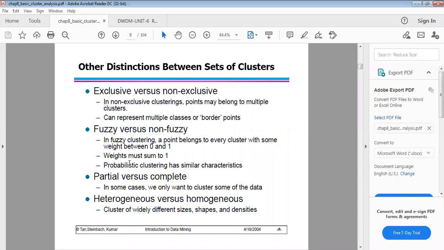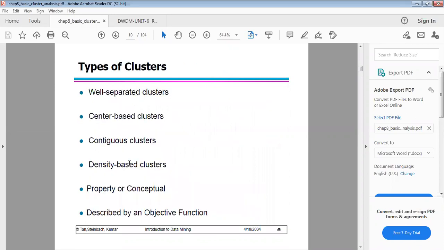Partial versus complete: in some cases, you only want to cluster some of the data. Heterogeneous versus homogeneous: clusters of very different sizes, shapes, densities. All of this you have to represent with heterogeneous versus homogeneous clustering. So these are the types of clustering.